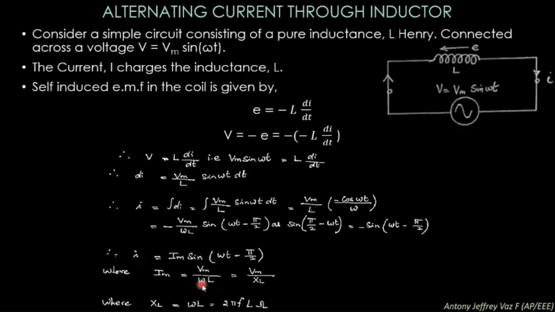And here the omega L term can be converted into XL, so the term is Vm by XL. Similarly, omega has another formula also: omega is equal to 2 pi f. So XL is equal to omega L, and you can substitute omega is equal to 2 pi f, so XL is 2 pi f L ohms. Here XL represents the reactance present in the circuit. So the current flowing through the inductance circuit is Im sine omega t minus 90 degree.